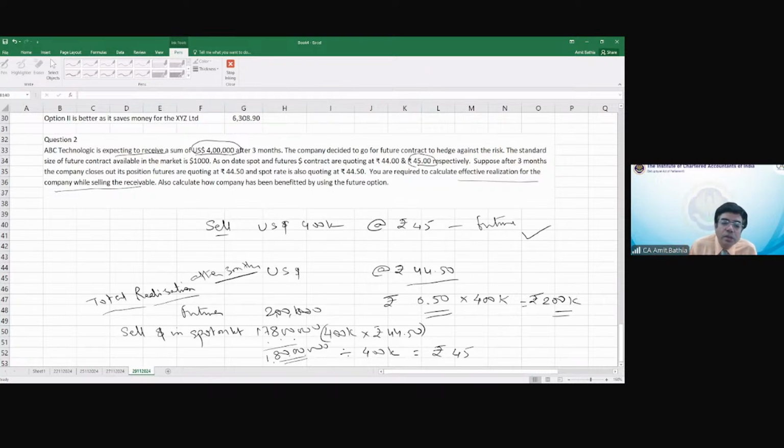Got it, everyone? Now, can you present this particular calculation that we have done by yourself? How will you express it? Yes, sir. Total realization. So on futures, you will realize 45 minus 44.50 into 400K. So you'll have 200K. And then by selling dollar in spot market, you will recover 400K into 44.50. So 1 crore 78 lakh. Total realization is 1 crore 80 lakhs. And when you divide by 400K, you are getting basically rupees 45, which was what was agreed by you in the futures contract.